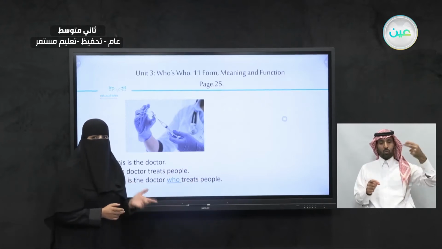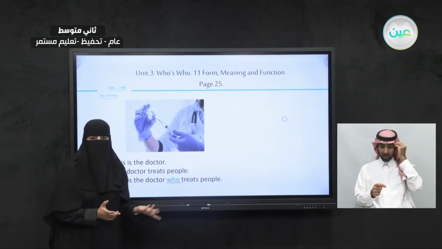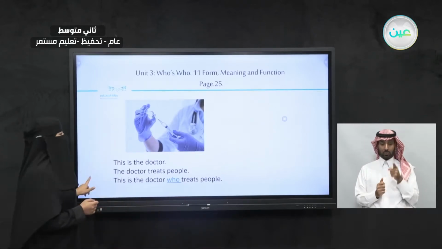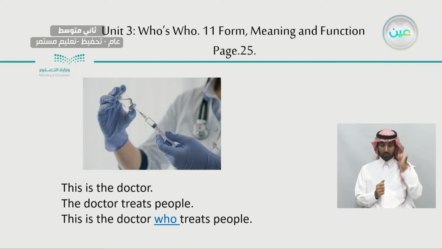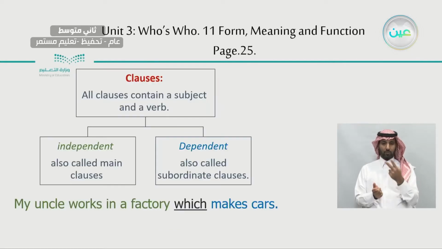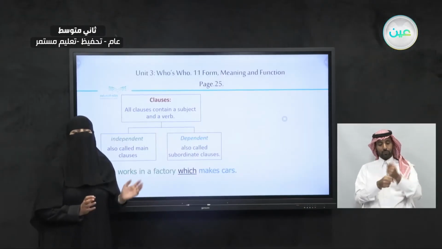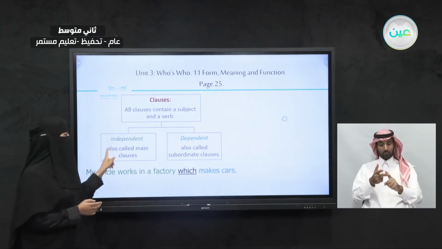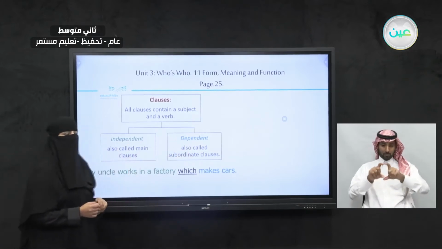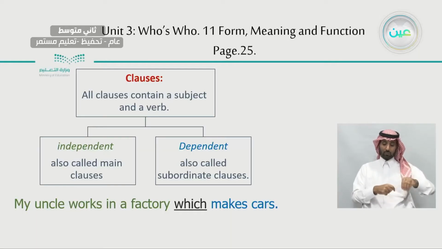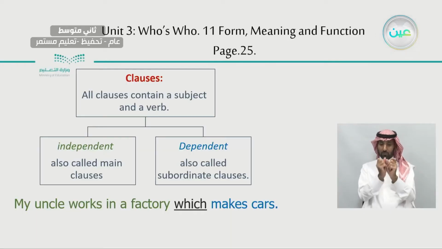In today's lesson, we want to know, what is the word who? Why are we using the word who? Let's take a look. But before we go to the word who, let's take a look at the clauses. What is the meaning of clauses? Listen, all clauses contain a subject and a verb. If you see a sentence with a subject and a verb, we call it a clause. But we have two kinds of clauses. We have independent clause, or the main clause, and we have dependent clause.